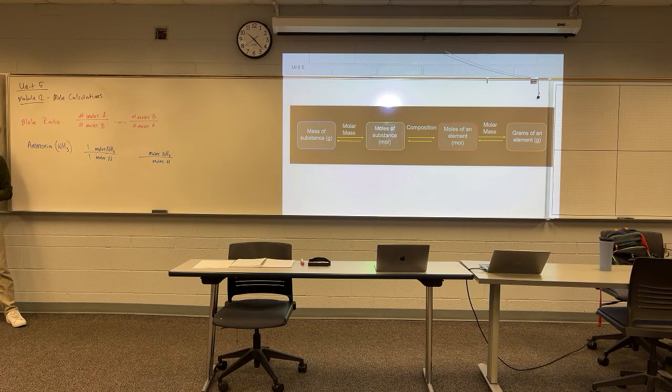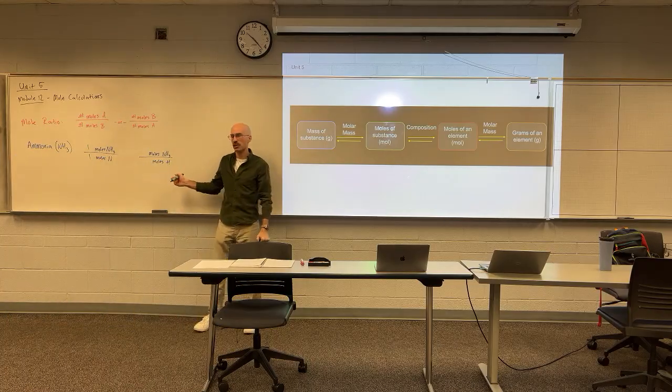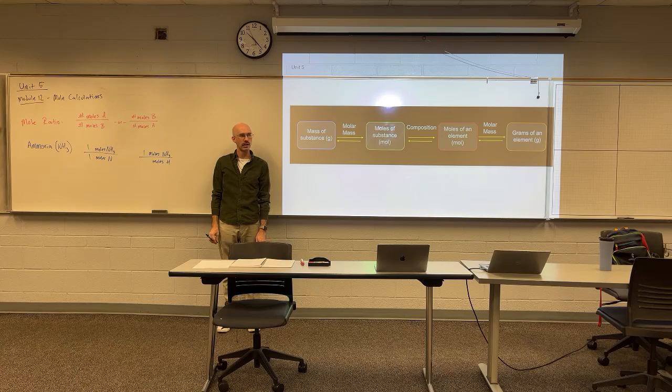So we can set these ratios however we want to. There's only one true ratio, but we can set it to be as easy as possible. When looking at the mole ratio between ammonia and hydrogen, every time I have 1 mole of ammonia, how many moles of hydrogen do I have? 3.